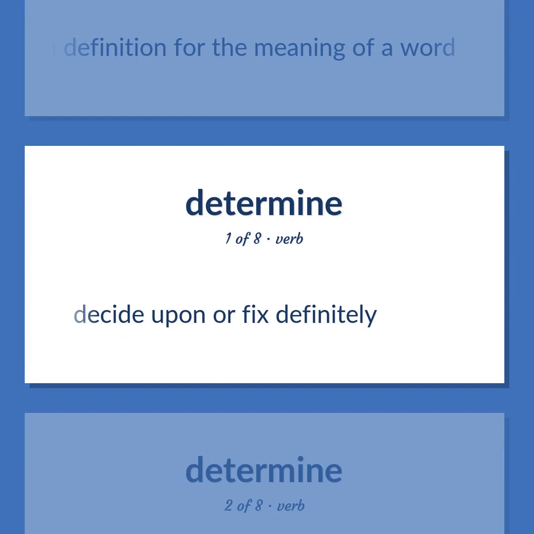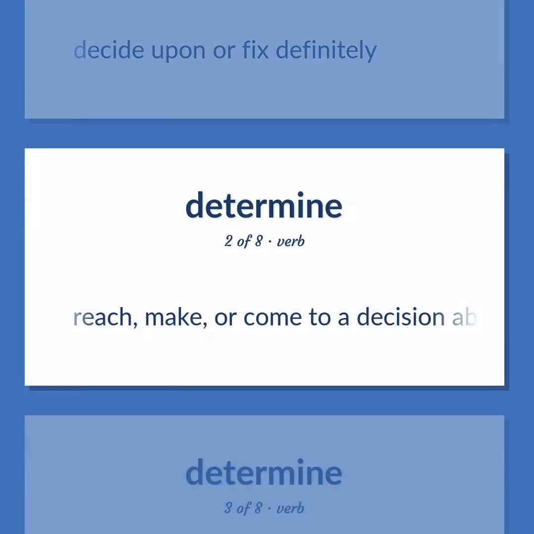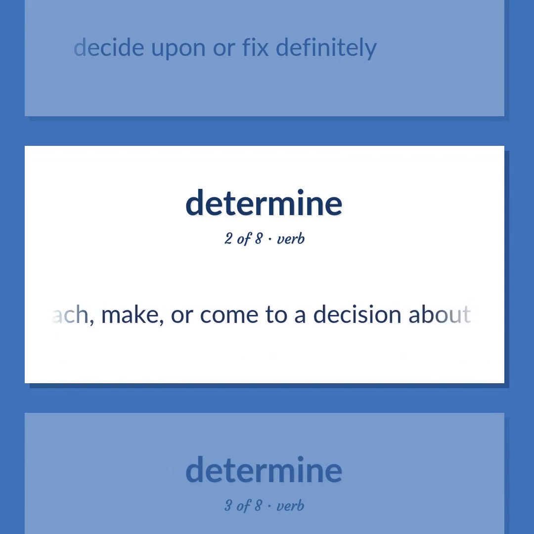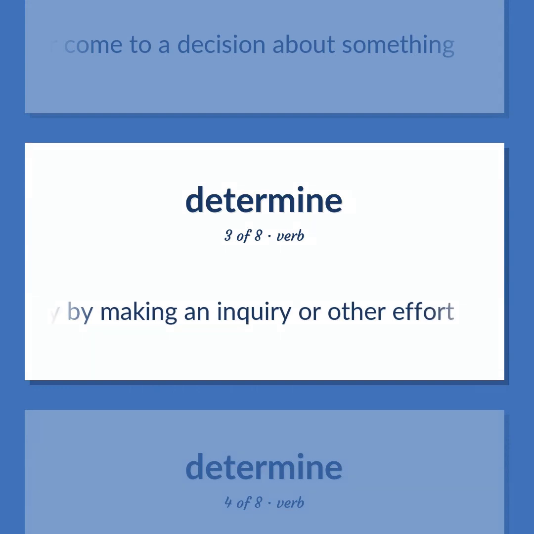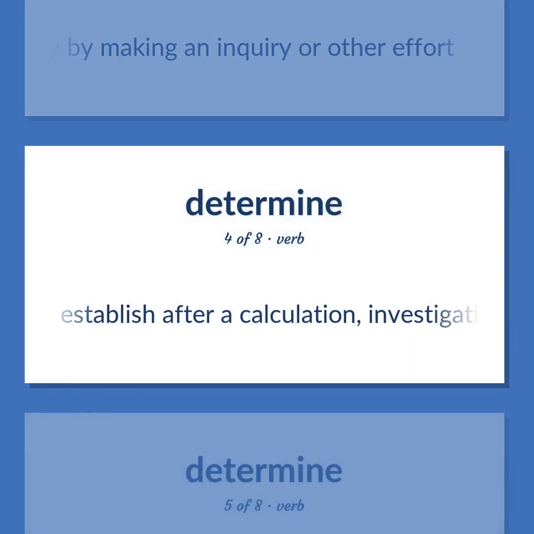Decide upon or fix definitely. Reach, make, or come to a decision about something. Find out, learn, or determine with certainty, usually by making an inquiry or other effort. Establish after a calculation, investigation, experiment, survey, or study.